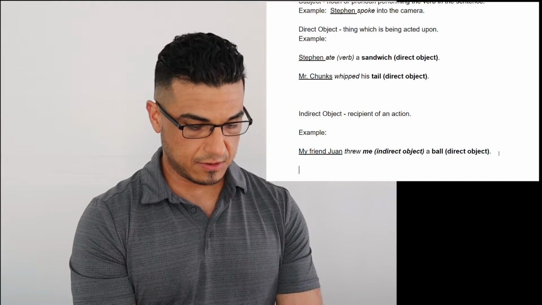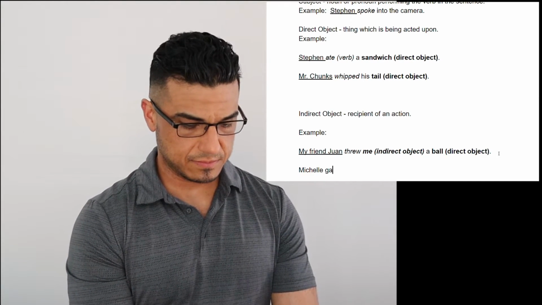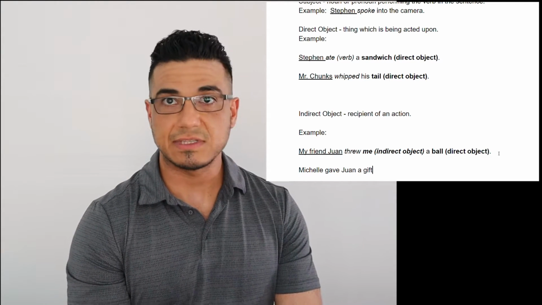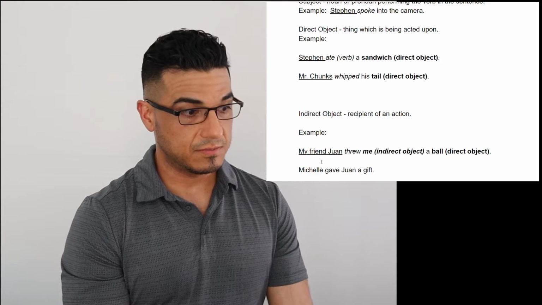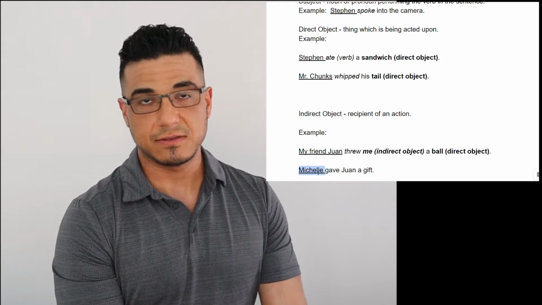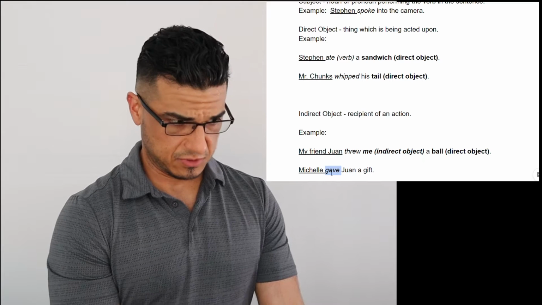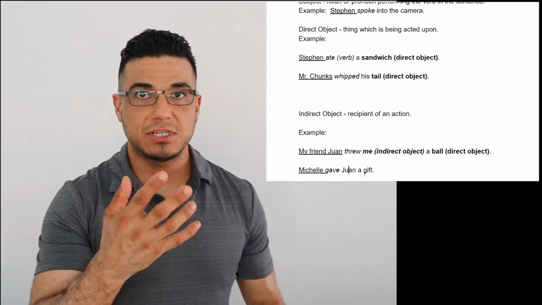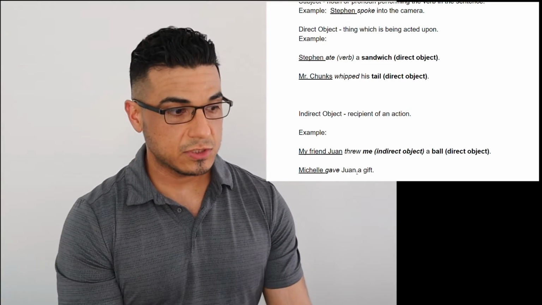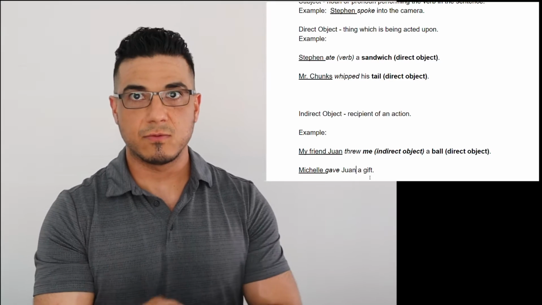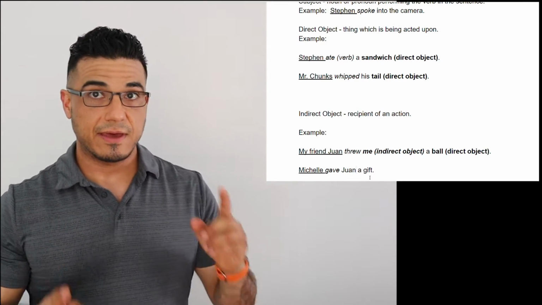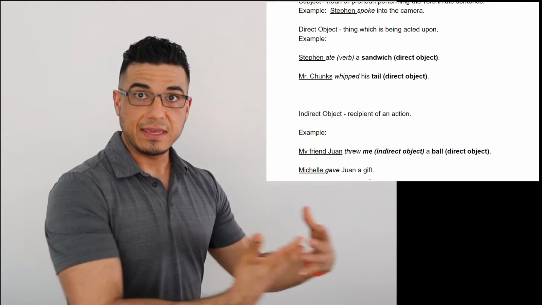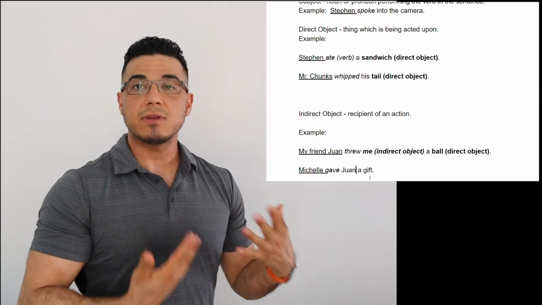I could say, okay, Michelle gave Juan a gift, let's say, okay? Well, Michelle is the subject of our sentence. The action in this sentence is, well, she gave Juan a gift, but she didn't. If you were to look at the sentence as, let's say Juan would be our direct object, right? That would mean that Michelle gave Juan, literally took Juan and gave him, right? Like as though he were an object.